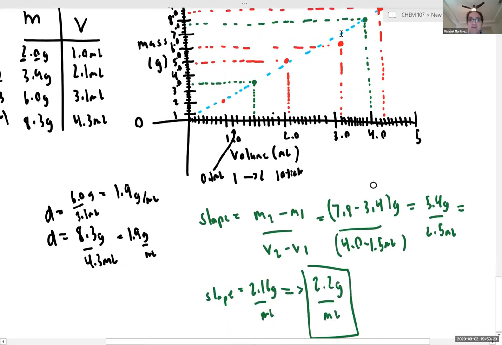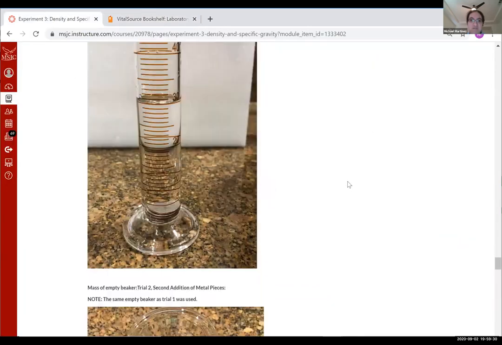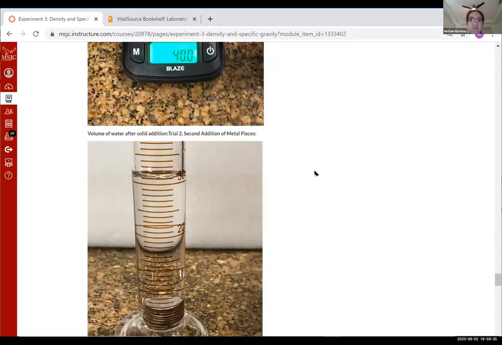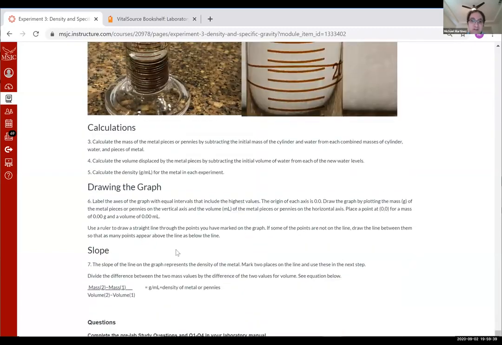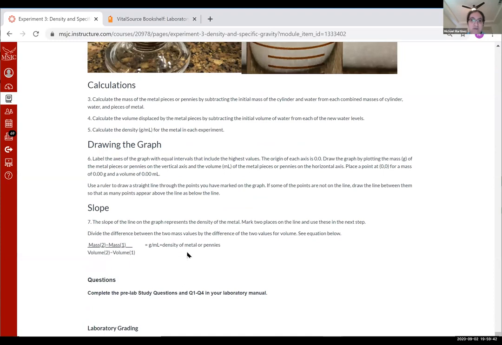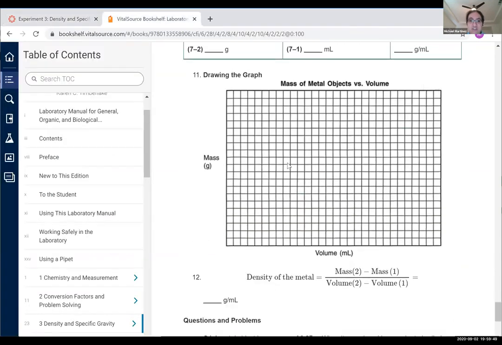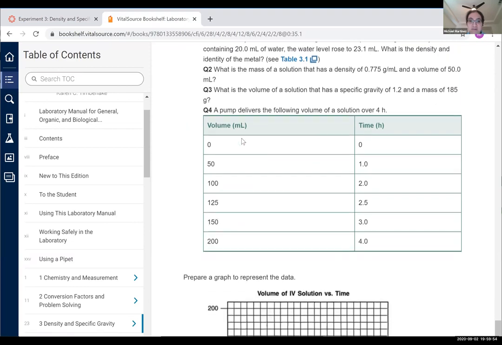So, are there any other questions on the laboratory today? You'll be taking the data from each of these trials. Notice I have them labeled as trial 1, 2, 3, and 4. From this data, you'll be able to generate a graph and then calculate the slope. After you complete and collect all of your data, you're going to answer questions 1 through 4 in your lab manual.